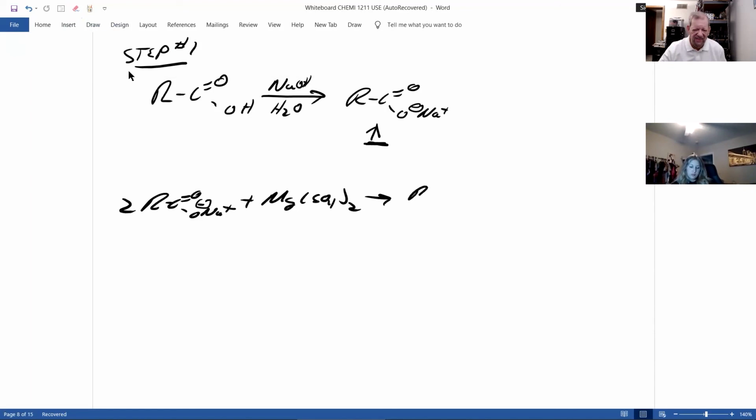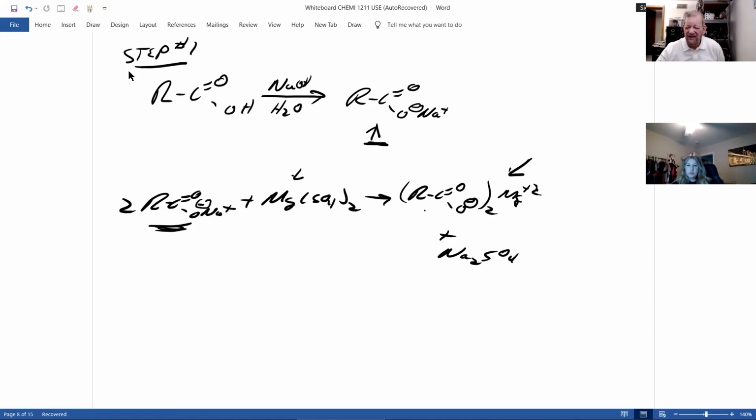And what you get is this carboxylate anion of magnesium plus two, because this is a magnesium plus two, plus sodium sulfate. Now over here, this carboxylate anion, if we forget about the cation, has a certain molecular weight. And over here, this right here has twice that molecular weight. Will that affect its solubility?